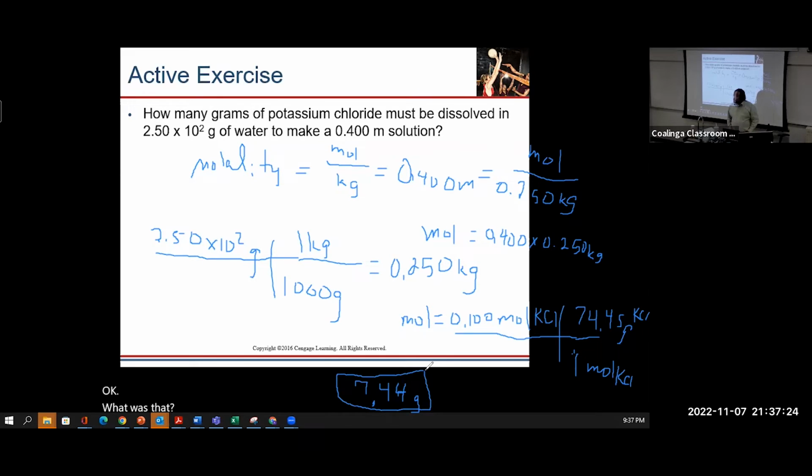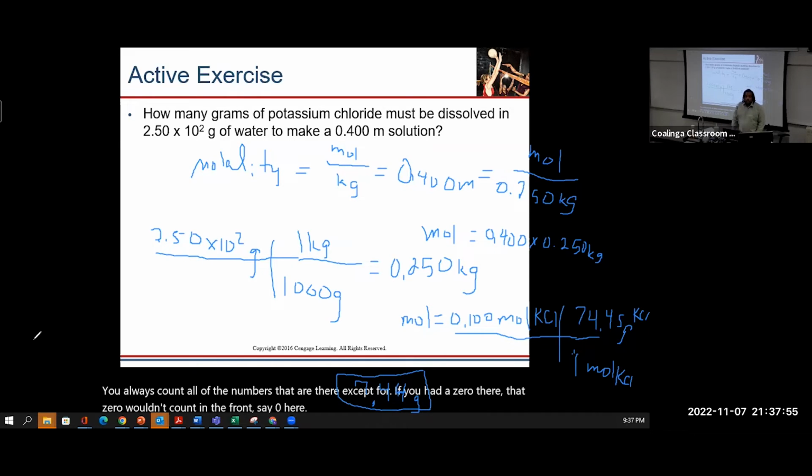Is it 3 sig figs? It is 3 sig figs. 7.44. How many numbers are there? There's 3, right? No, you always count all of the numbers that are there. So, yeah, 0 there, that's 0. Yes. What is the second conversion factor say?